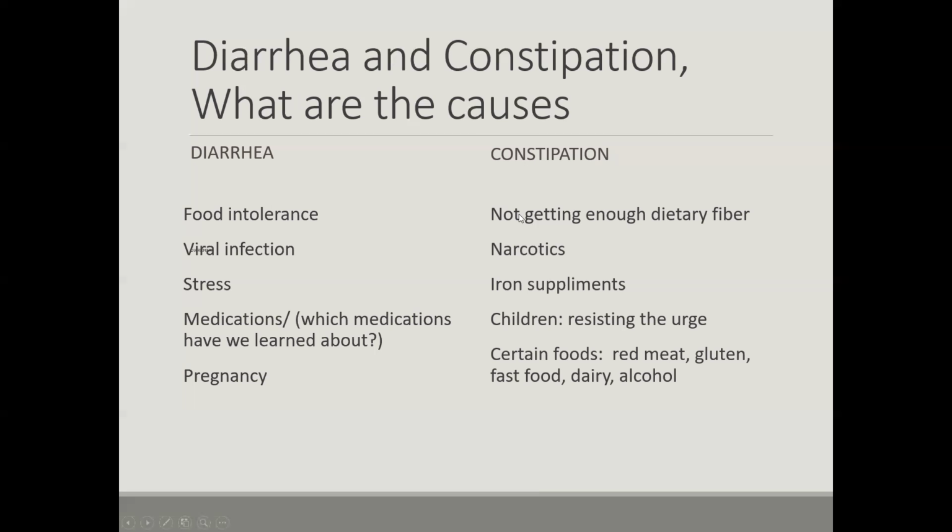And then constipation: not getting enough dietary fiber. That's a big one. Nobody likes to eat too much, so we all tend to need more of that. Narcotics can cause constipation. Oh my gosh, slow your gut right up. Iron supplements, and then children can be afraid to go poo, and so then they hold it, and then it backs up, and then they can't go at all, and it can be just a nightmare. My kids never had that issue. I love sharing way too much stuff about this topic. Certain foods, red meats, gluten, fast food, dairy, and alcohol can also cause constipation.